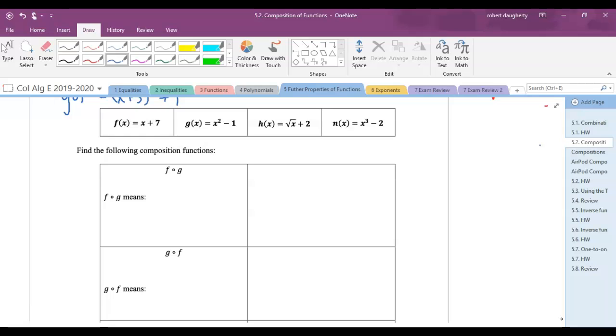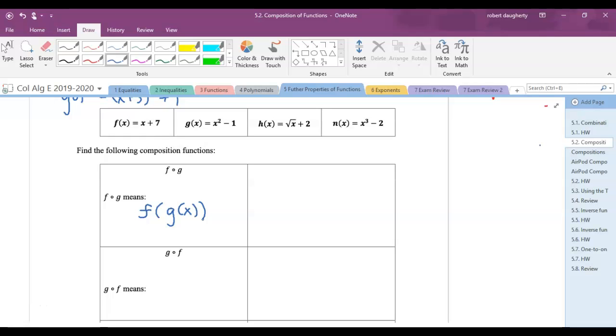Right, so like this. F composition G, you might have to say, what does that mean? That means f of what? F of g of x. That's what this means. F composition G means f of g of x.